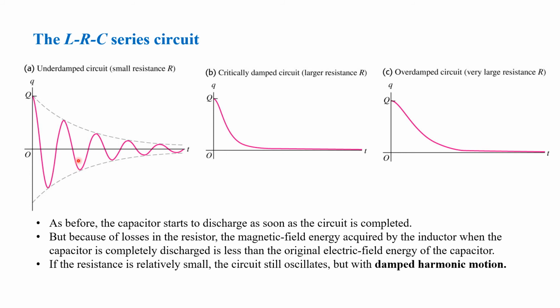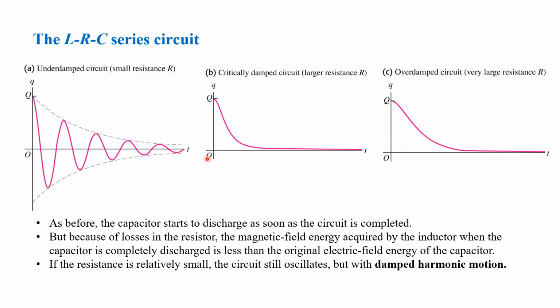As before, the capacitor is charged. It starts to discharge as soon as your circuit is completed, just like in your LC circuit. But because of losses in your resistor, the magnetic field energy acquired by the inductor when the capacitor is completely discharged is less than the original electric field energy of the capacitor. So instead of having a sinusoidal term, what we have here is an underdamped circuit. So it does not anymore reach the maximum Q. So it loses your Q as time goes by because, of course, of your resistance R.